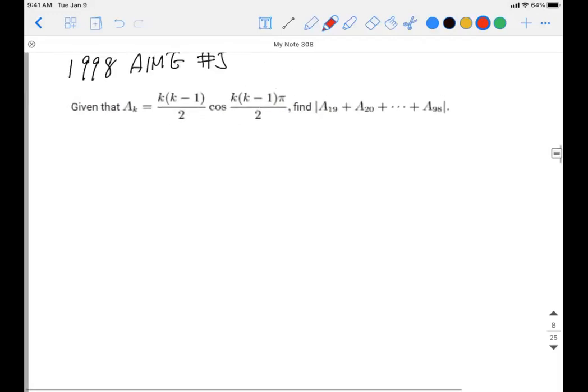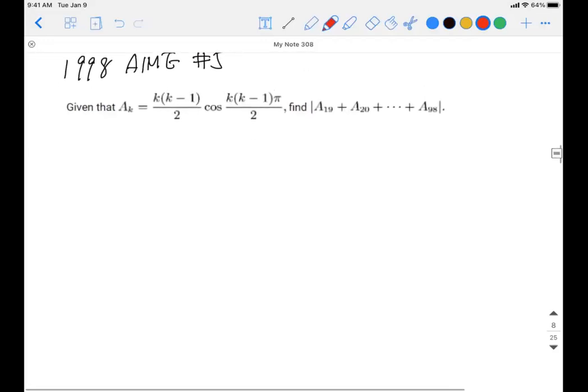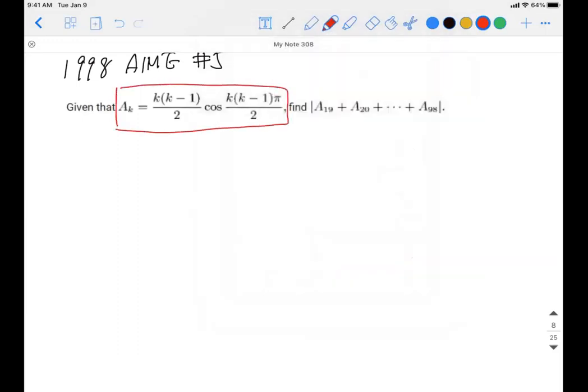So let's have a look. The problem says, given that A_K has such a weird expression: A_K equals K times (K minus 1) divided by 2, that's the coefficient, times cosine of K times (K minus 1) pi divided by 2. Oh my God, this is a crazy one, right? It's a kind of weird two things together. With all this information, the question asks: what's the absolute value of A19 plus A20, all the way to A98?